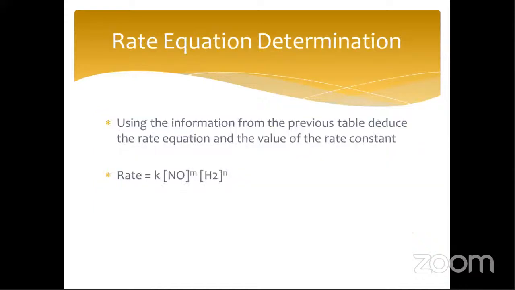Now, based on this data, it says using the information from the previous table, deduce the rate equation and the value of the rate constant. All right. So what we need to deduce more than anything else here and now is the order of reaction with respect to each of our reactants. And we're going to look at how it is. So we want the value of M and N from this general rate equation.